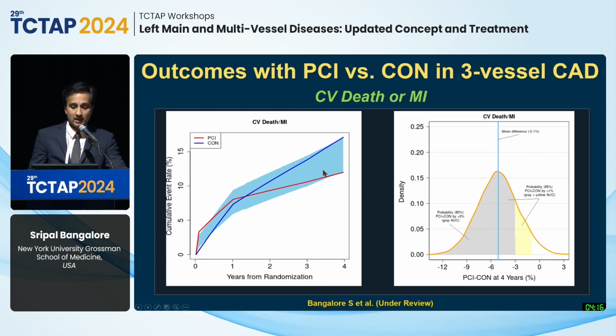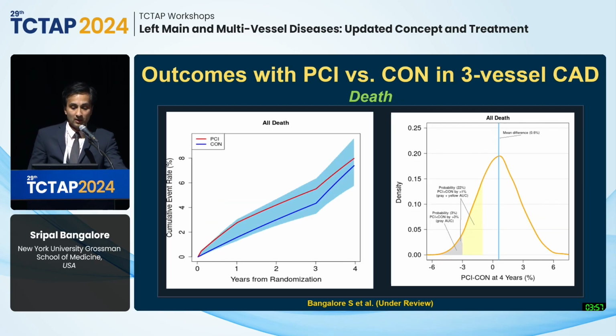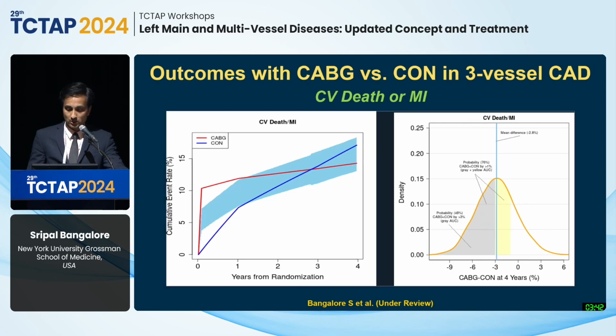We also looked at whether the difference is driven by PCI versus conservative strategy or by CABG versus conservative strategy. Here, comparing PCI versus conservative strategy, the probability is over 95% that PCI reduces CV death or MI. If you look at the endpoint of all-cause death, the curves are superimposed. There is no difference in all-cause death when comparing PCI versus conservative strategy in triple vessel disease patients. The probability that PCI will reduce events by at least 1% is very small. It's around 22%.